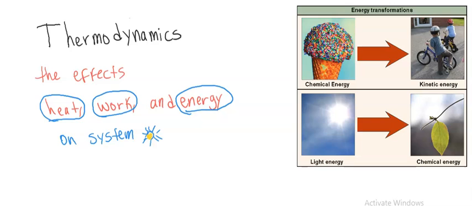Another example that we see is light energy, where the light energy from the sun could be turned into chemical energy. Like plants, they harness the power of the sun through photosynthesis, and they use that light energy and make glucose. Okay, very interesting stuff.